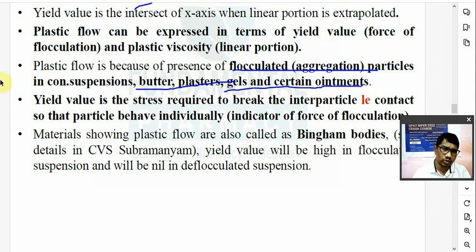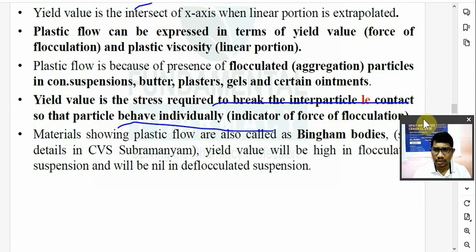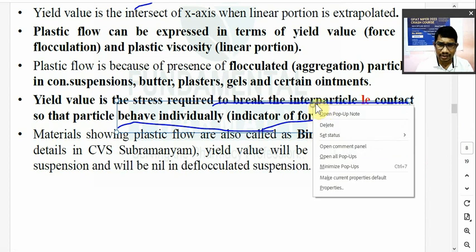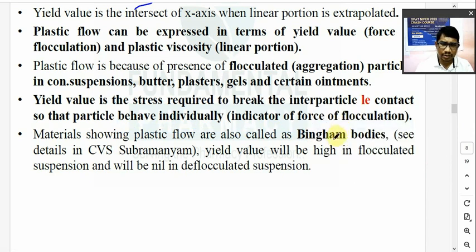So yield value is nothing but the stress required to break the interparticular contact. Yield value is nothing but the force or stress required to break the interparticular contact of force, so that particles behave individually, which is an indication for flocculation. It's an indicator for flocculation. Okay? याद रखना है प्लास्टिक फ्लो, द मटेरियल विच इज शोइंग प्लास्टिक फ्लो, they can be expressed by yield value.